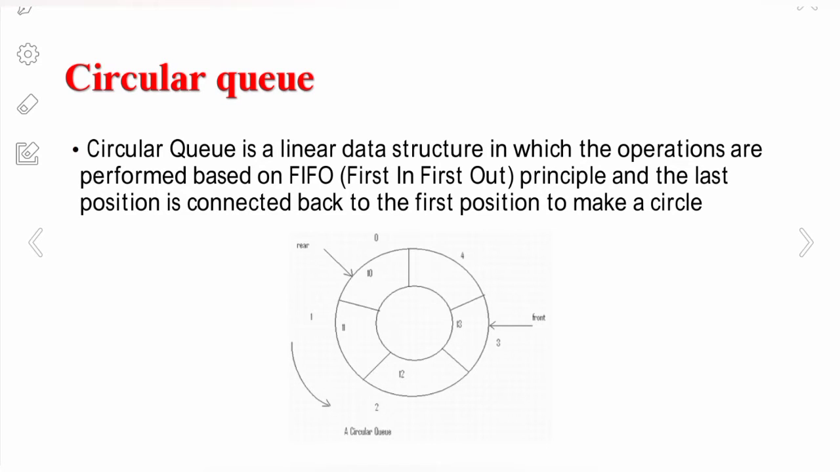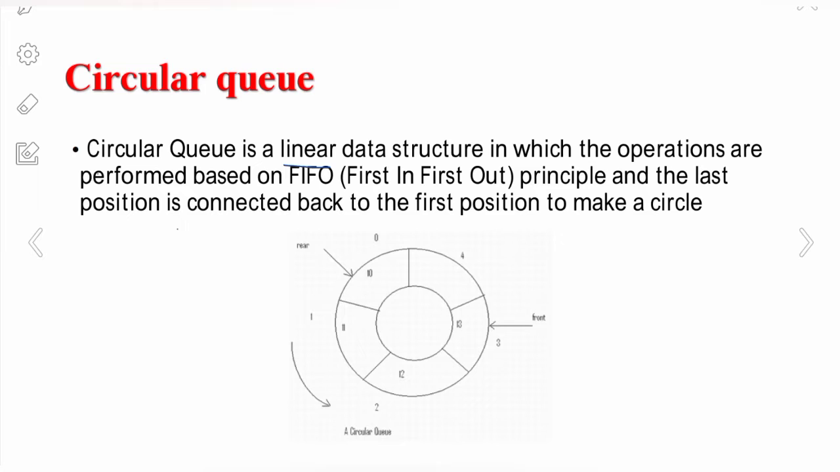In this video we are going to learn about circular queue in the queue data structure. Circular queue is a linear data structure in which the operations are performed based on a FIFO rule, that is the first in first out rule, and the last portion is connected back to the first portion to make a circle. So circular queue also performs the same operations that are performed by the normal queue.